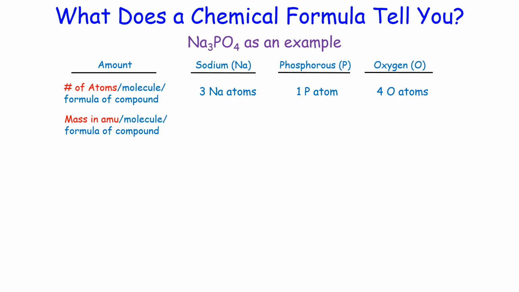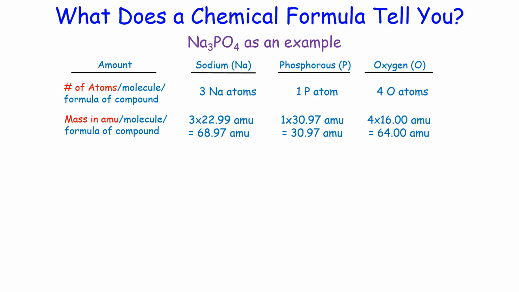Next, mass, the total mass of each element in one formula unit. So then we use AMU as the unit of mass. Since we have 3 sodium atoms, then 3 times sodium's atomic mass gives us 68.97 AMU. Phosphorus, only 1 atom, 30.97 AMU. That happens to be just the atomic mass for phosphorus. Oxygen, 4 times oxygen's atomic mass, 64 AMU.